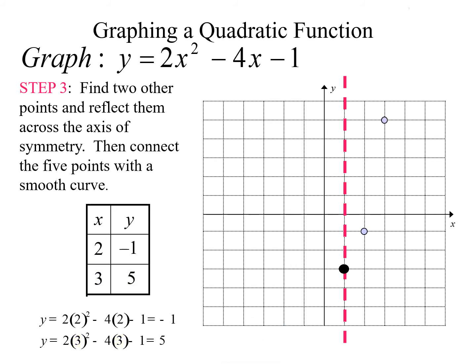So from here, we are going to have the reflection of those points. For (2, negative 1), we are going to count 1 unit from your axis of symmetry. And then from (3, 5), we are just going to count 2 units from your axis of symmetry. And from these 5 points, we can connect. And then here we are, the graph of y equals 2x squared minus 4x minus 1.